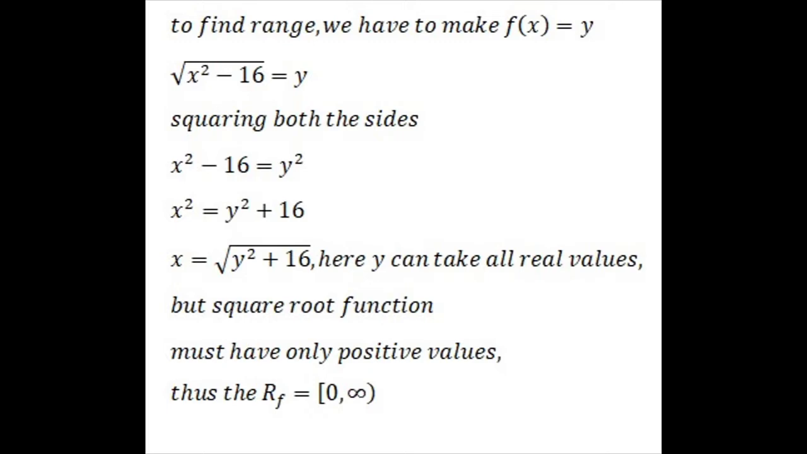Now to find the range, we have to make f of x equal to y. So root of x square minus 16 equal to y. On squaring either side, we get x square minus 16 equal to y square. So x square equal to y square plus 16, x equal to root of y square plus 16.